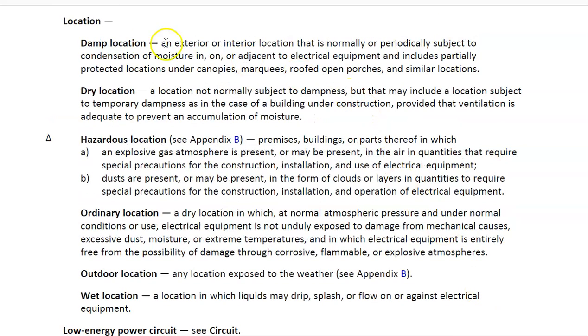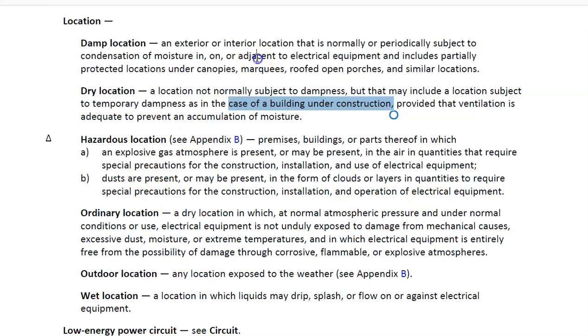And then that is going to give us what's a dry location and what is a damp location. So check this out. A dry location is a location not normally subject to dampness, but that may include a location subject to temporary dampness. Note that they say dampness over here, in the case of a building under construction, provided that ventilation is adequate to prevent an accumulation of moisture. So a dry location, we count a building that's under construction as being a dry location. Yeah, it's damp inside of there. There still might be some puddles kicking around and stuff like that, but it's not going to be an actual wet location.